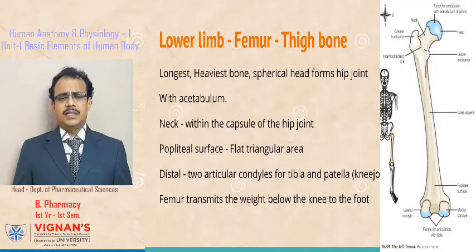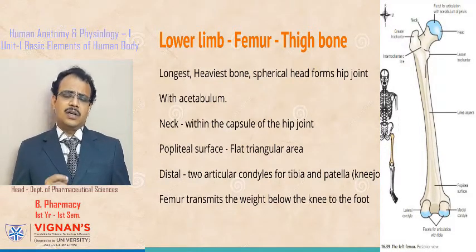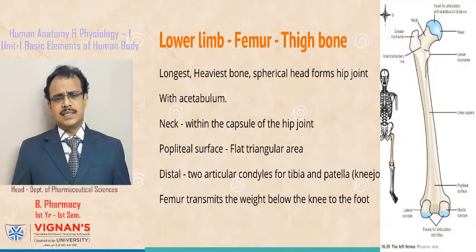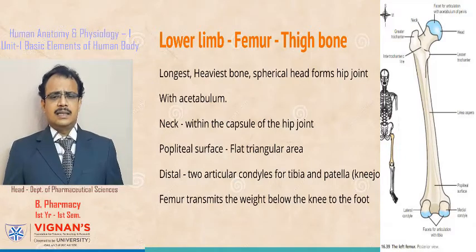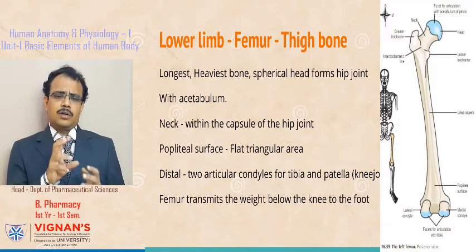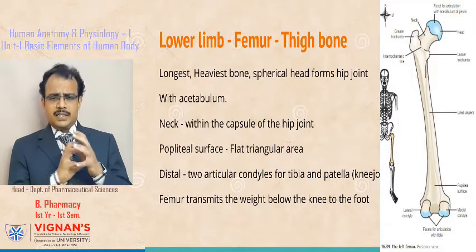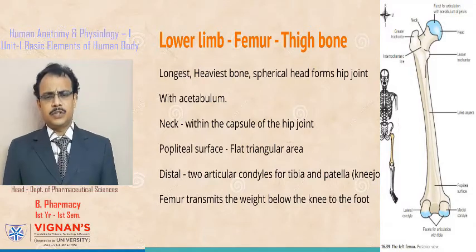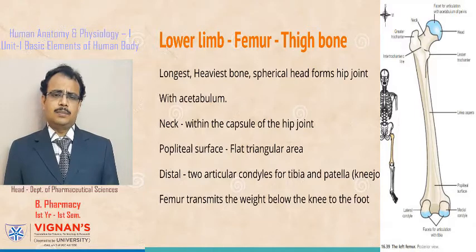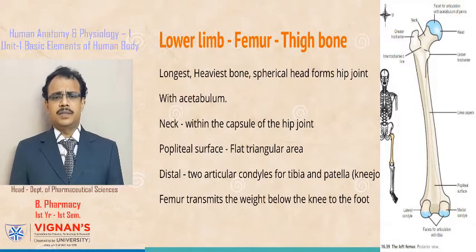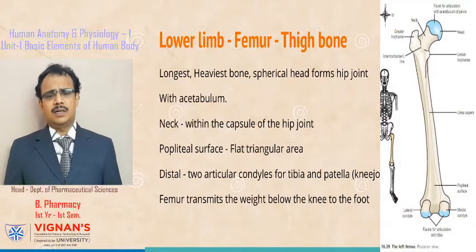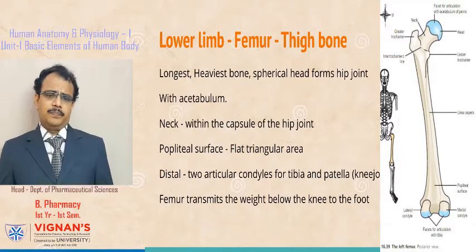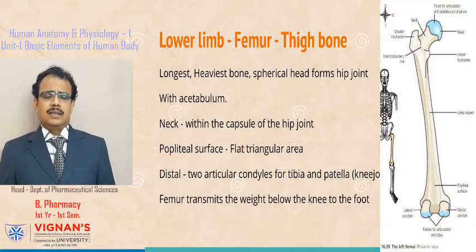It starts with the femur. The femur is the heaviest and the longest bone in the skeletal system. It has an almost spherical head, and this head forms a ball and socket joint with the acetabulum. The hip joint, which is the ball and socket joint of the lower limb, is formed between the head of the femur and the acetabulum.